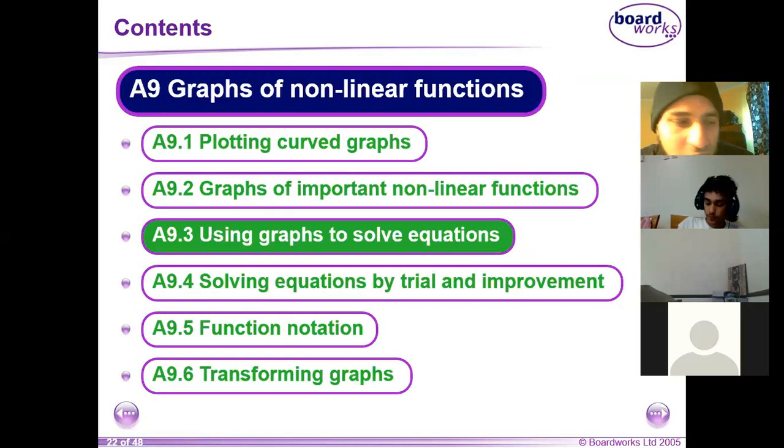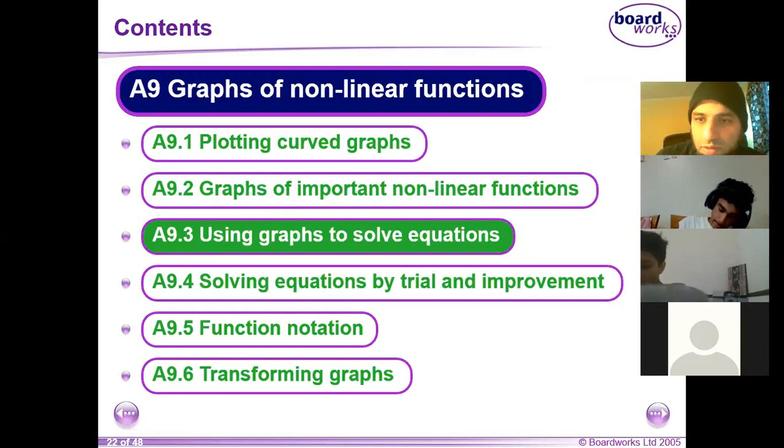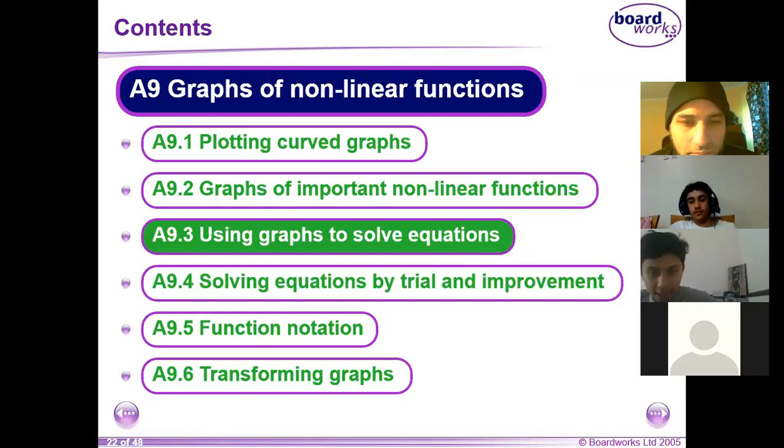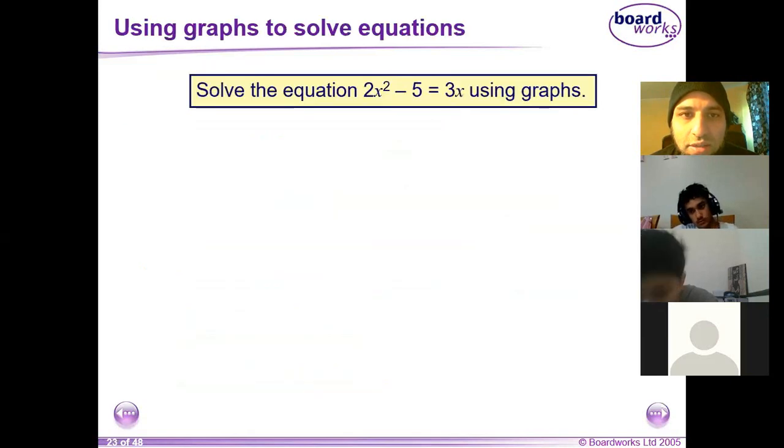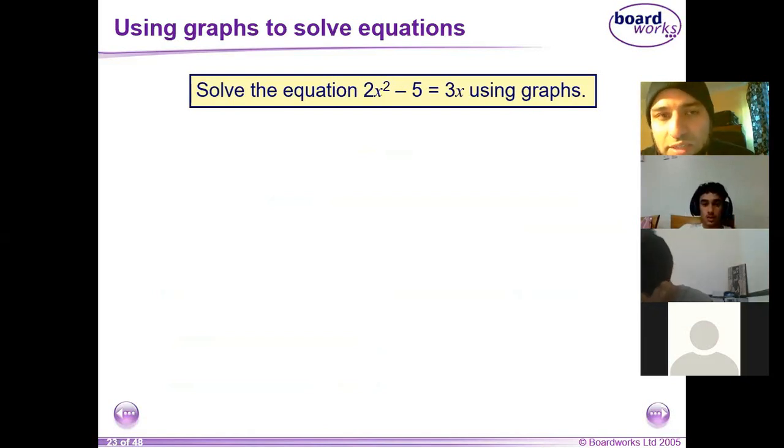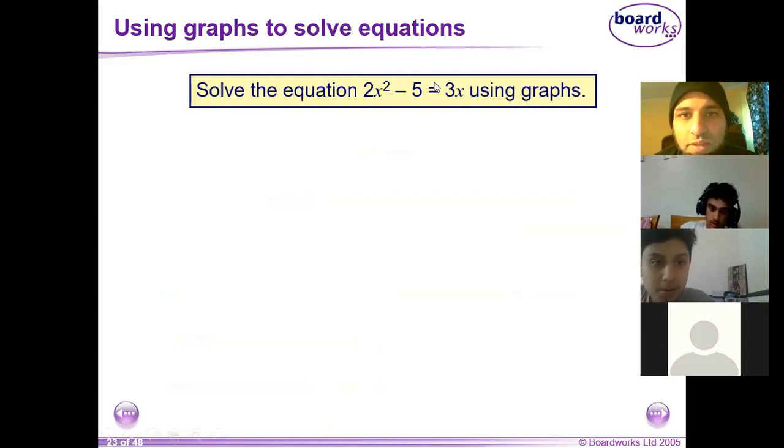So once you write your title, we're going to start looking at this. Any confusion, guys, just shout out, no problem. So, how do we use graphs to solve equations? Let's look at an example. Write this down. For example, and then write the question underneath it. Solve the equation 2x squared minus 5 equals 3x using graphs. So I'll write this question down, and then we'll look at how to do this.